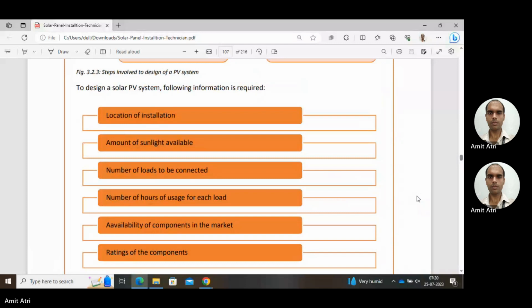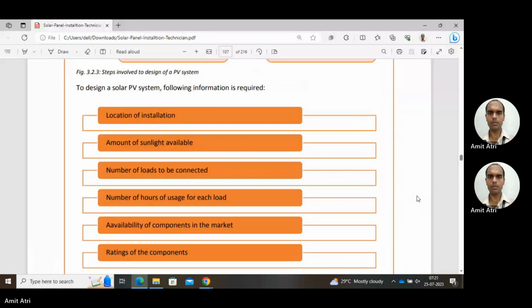Okay, then availability of components in the market. Also we have to check that the components we want for our solar PV system are available in the market. If they are not available, then it is very difficult to install the solar panel system. Or if we have to make arrangements from a very far location, that will also not be easy. So we have to prefer the components which are available in the market or which we can easily procure.